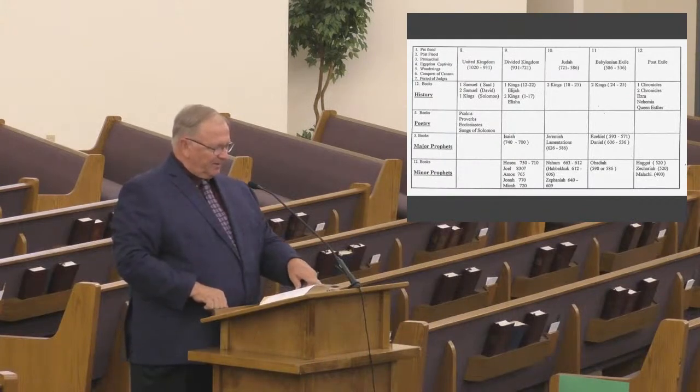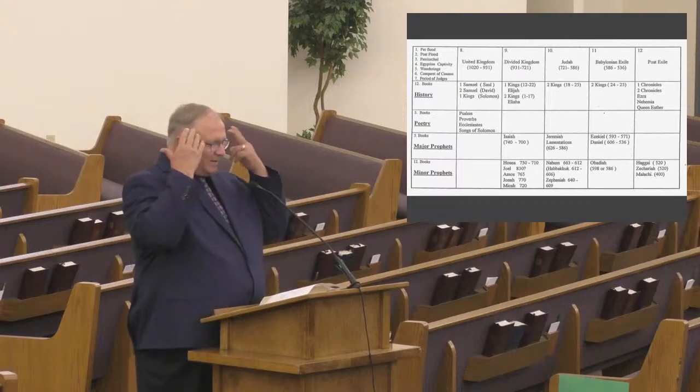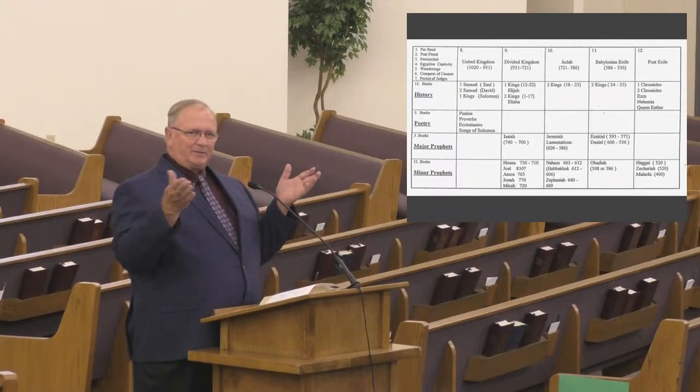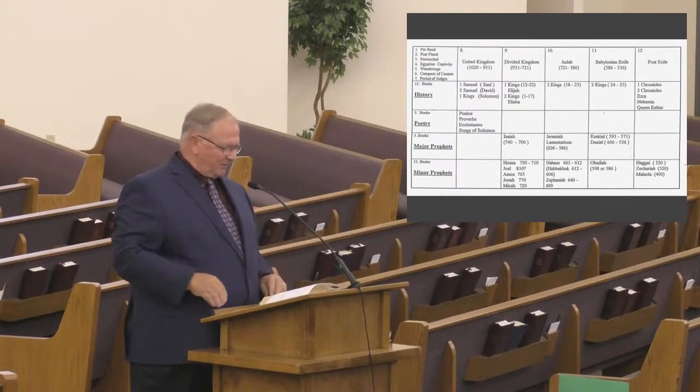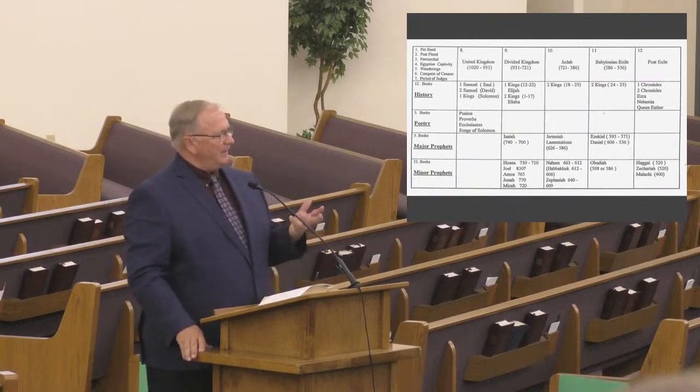And if you look under time period number 9, the divided kingdom, in the books of history, it's 1 Kings 12. So mentally I always say the 12 tribes split in 1 Kings 12. So Solomon's going to be just before that, so he'll be the first 11 chapters of 1 Kings. And then we're going to have our books of poetry. Psalms, 73 of the Psalms have been attributed to David in the heading.